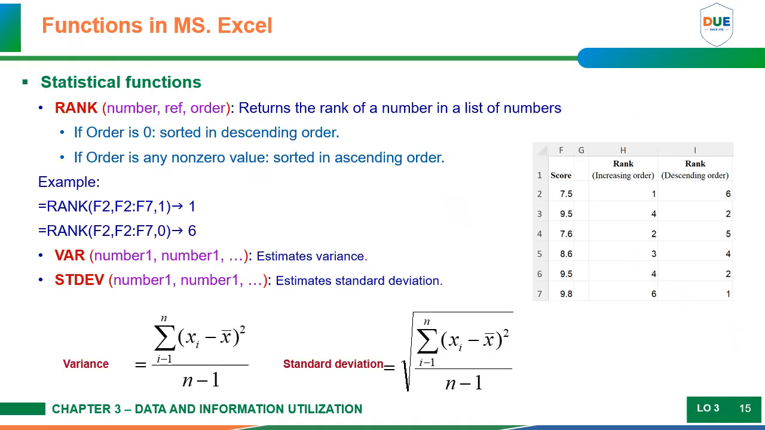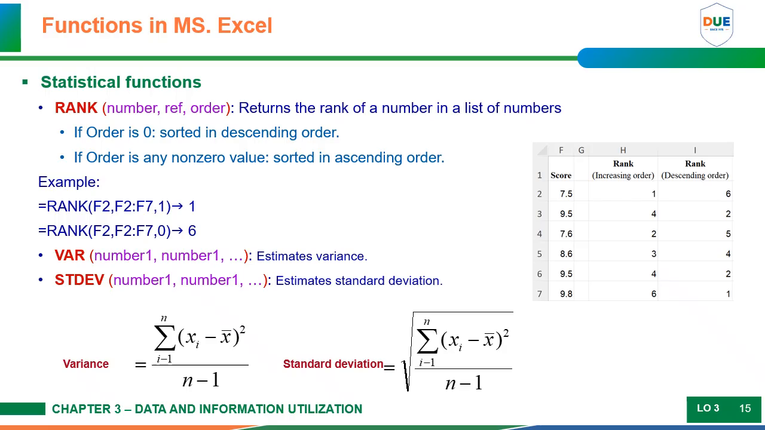Meaning of statistical functions. RANK returns the rank of a number within a reference range, in ascending order when order equals 1, or descending order when order equals 0. VAR calculates the variance. STDEV calculates the standard deviation.